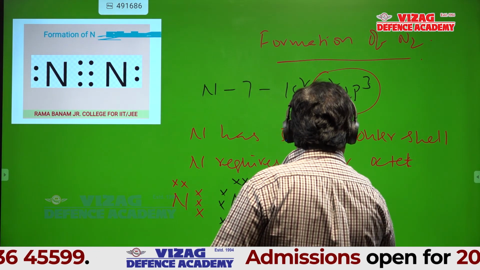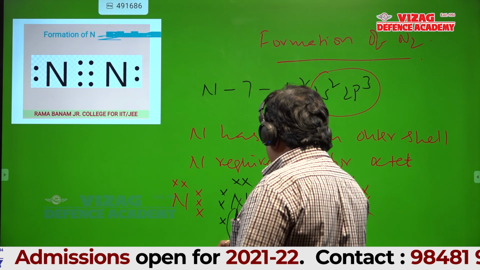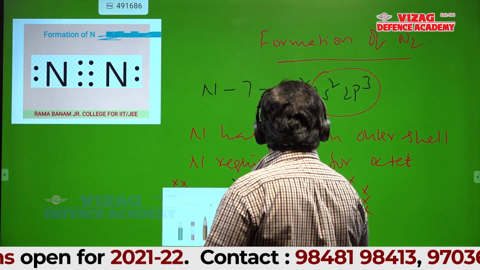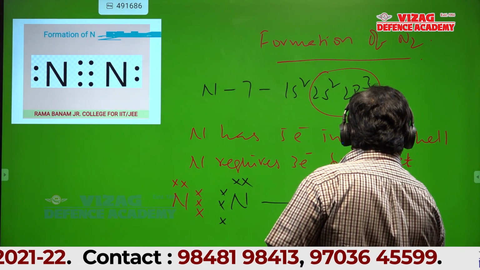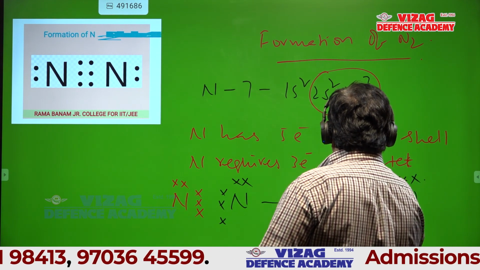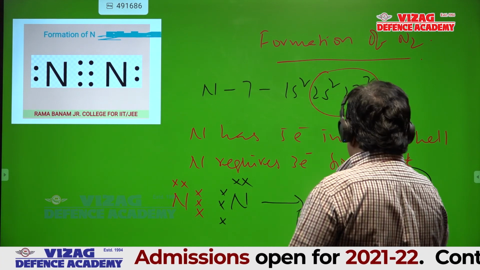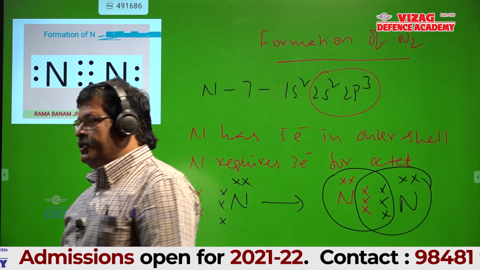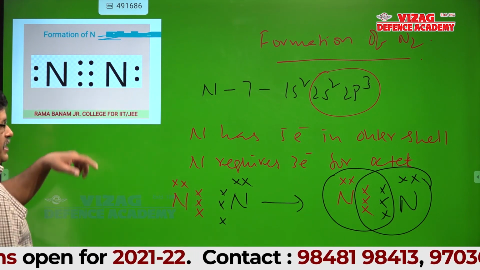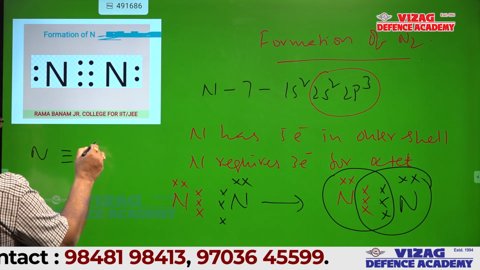Then this is nitrogen, 3 electrons of this nitrogen. Next 3 electrons of other nitrogen, and see the total electrons around each nitrogen is 8. So both nitrogens attain octet. That is a triple bond between the 2 nitrogen atoms.